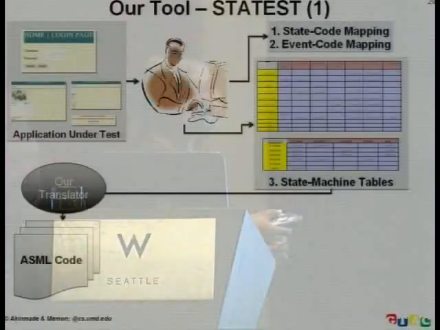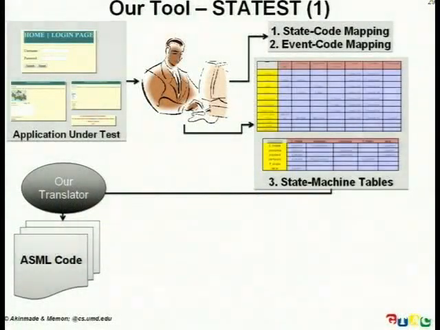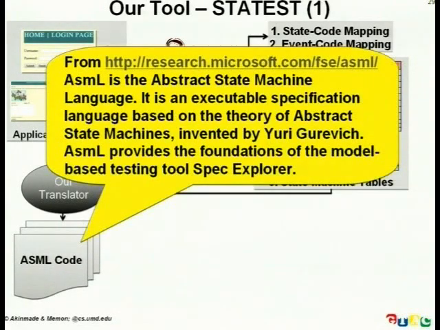And then we came up with some kind of like a translator that converts this table into ASML code, which was created by Microsoft Research. And we use Spec Explorer, which is a portion of ASML code, as I understand it, to model the diagram, the state model that I showed earlier on with all the arrows and things like that, so that we're able to store and keep track of things as we go along.